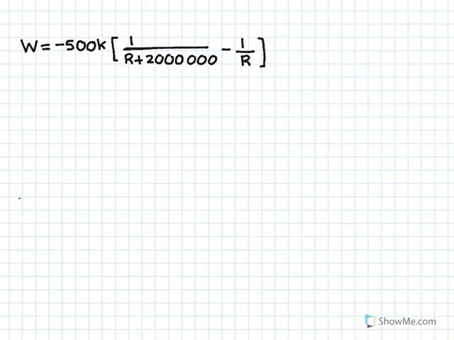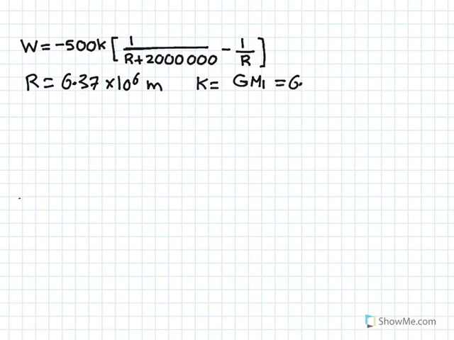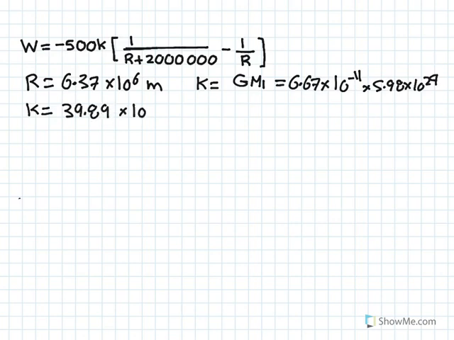All right, so now let's substitute. R is equal to 6.37, the radius of Earth, times 10 to the 6 meters, and the constant k, which is G m1, the gravitational constant times the mass of the Earth. So this is going to be 6.67 times 10 to the minus 11. That's capital G, and the mass of the Earth is 5.98 times 10 to the 24. If we put this into a calculator, we're going to get K is equal to 39.89 times 10 to the 13.